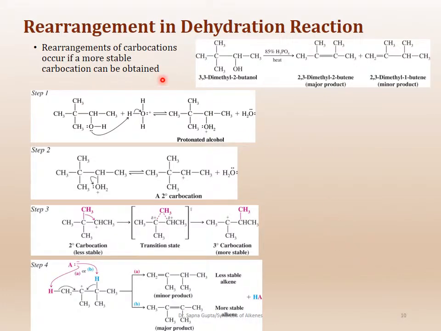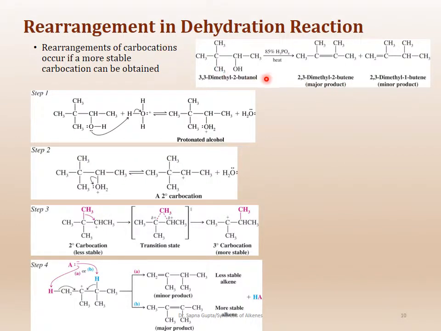So the other part about dehydration reactions is rearrangement. And the rearrangement occurs because of the formation of the carbocation. And this is especially true when you have a secondary carbocation, because a secondary carbocation can rearrange to form a tertiary carbocation. A tertiary carbocation has no reason to rearrange. A primary carbocation can rearrange, secondary can, tertiary has no reason. So you will find these kinds of rearrangements only when you form primary or secondary carbocations.